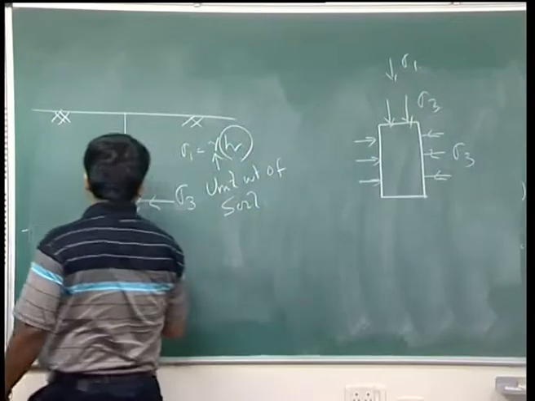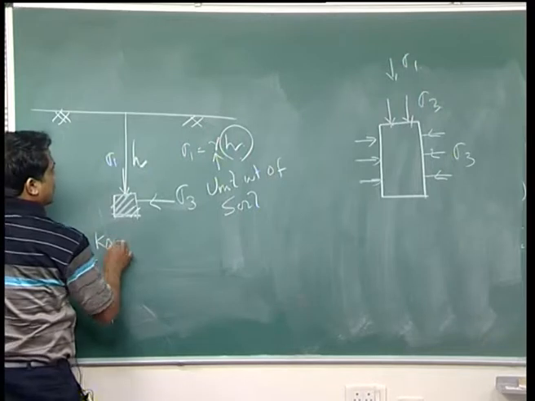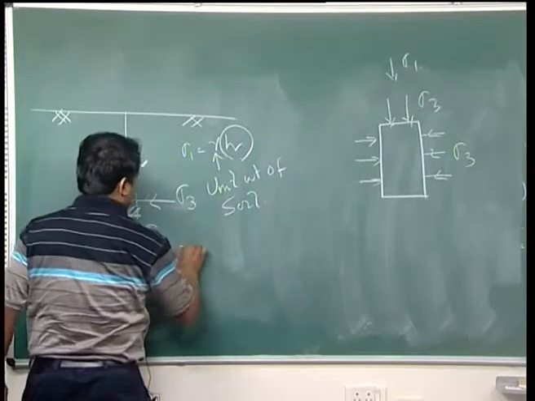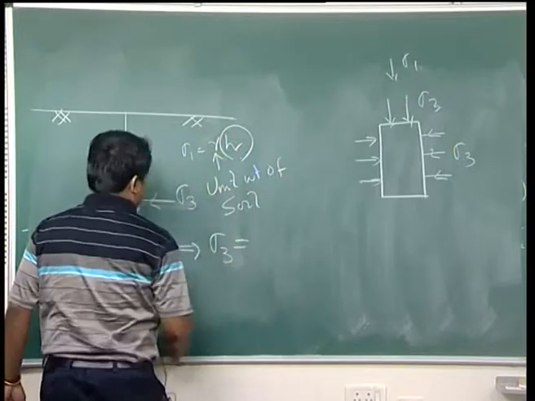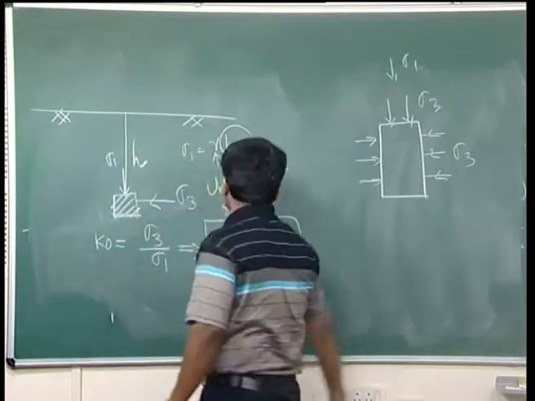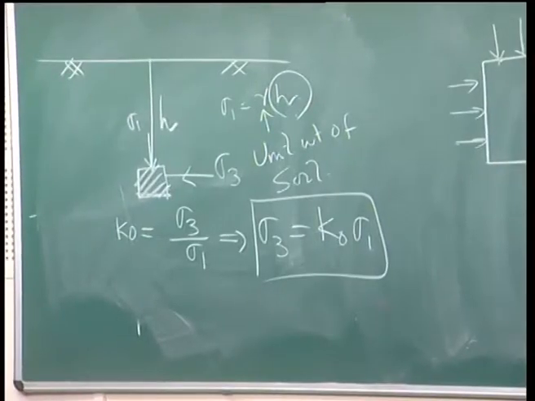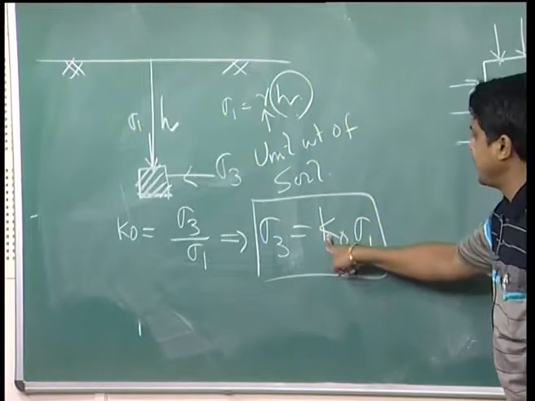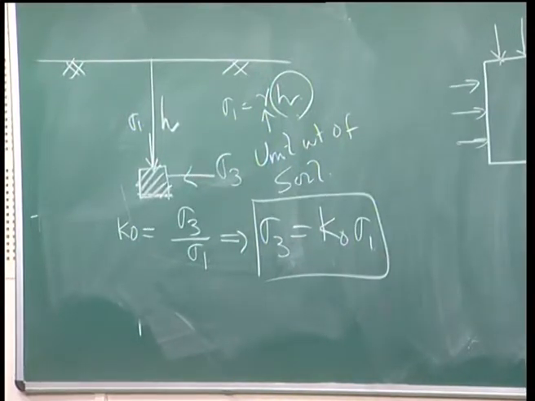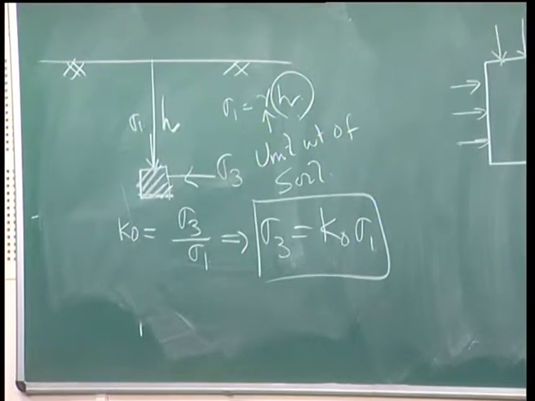Sigma 3 is nothing but, if you go by K0 equal to sigma 3 by sigma 1, then you can find sigma 3 equal to K0 into sigma 1. Now if you know K0, then only you can find sigma 3. If you do not know K0, from where will you get sigma 3? So K0, the earth pressure at rest, has to be measured in situ. That is why this field test is required.